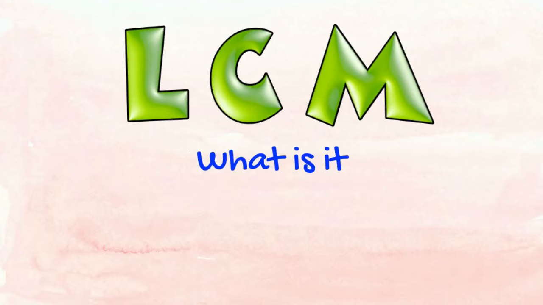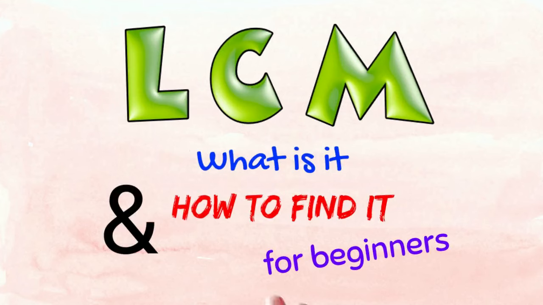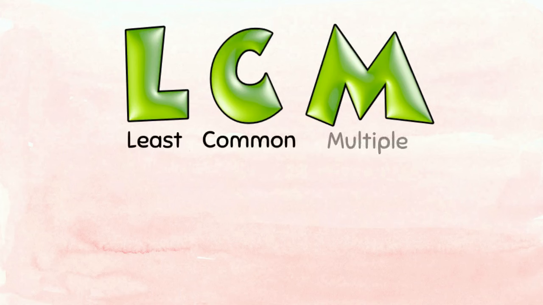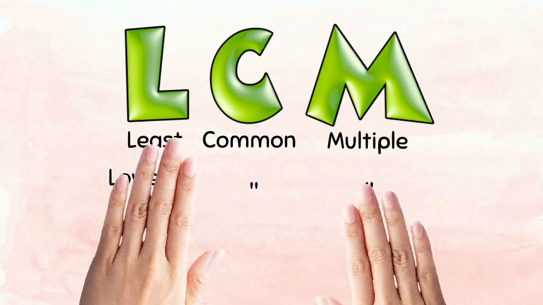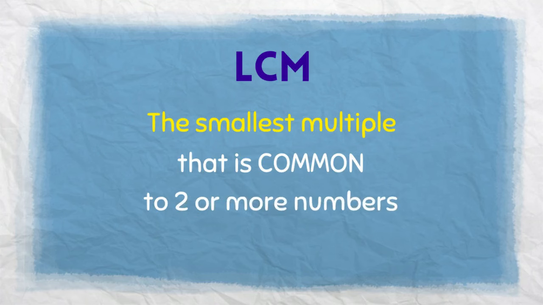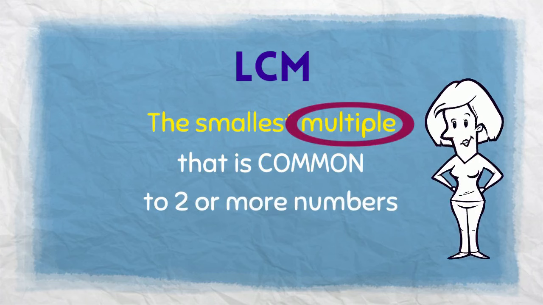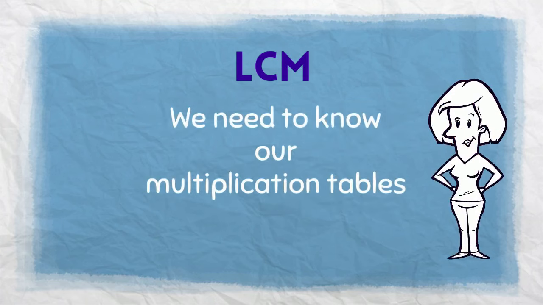LCM. What is it and how to find it for beginners? LCM stands for least common multiple, or the lowest common multiple. The LCM is the smallest multiple that is common to two or more numbers. Since we're dealing in multiples, it won't be any surprise to know that for this, we need to know our multiplication tables.